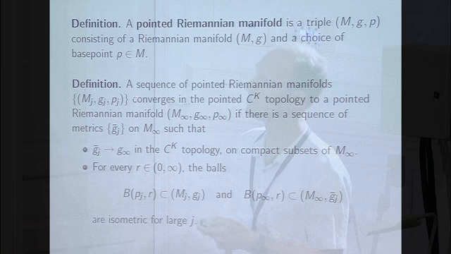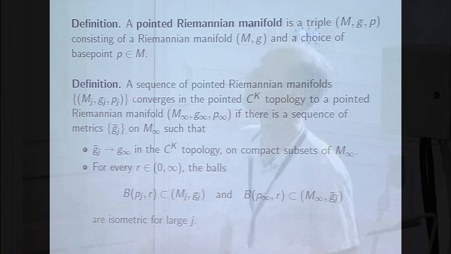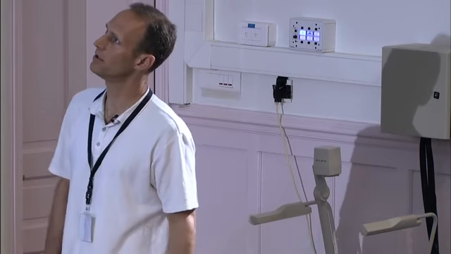First of all, the metrics converge on the limit manifold in the C^k topology, just as tensor fields, on compact subsets of the limit. And also for every radius r, if you look at the r ball in the jth manifold and the r ball in the limit manifold equipped with this g_j bar metric, those two balls are isometric for large j. Okay?